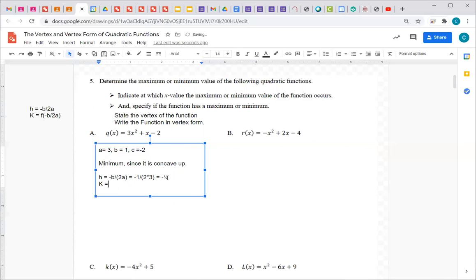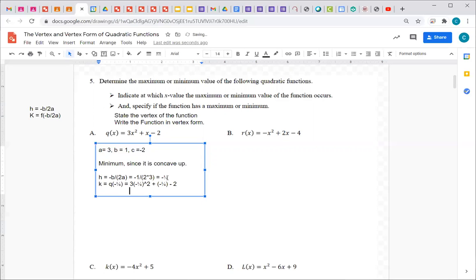Find the k value. We plug that into the function, I'm trying to make it lowercase k. So Q of -1/6. Okay. So let's see, that's 3 times -1/6 squared. So I'm just plugging into the formula above with -1/6, minus 2. So I'm going to do some simplifying here.